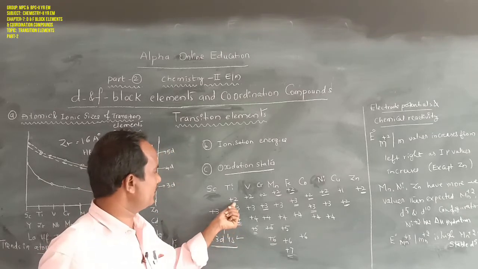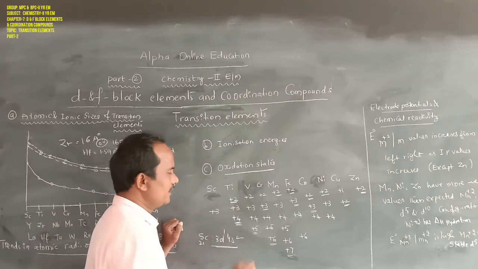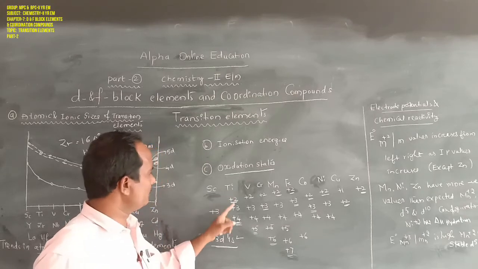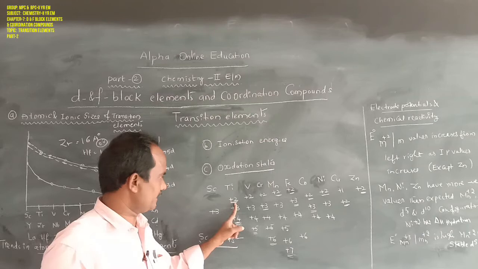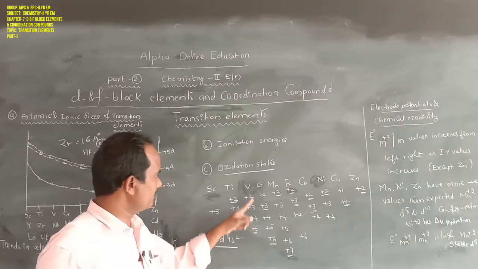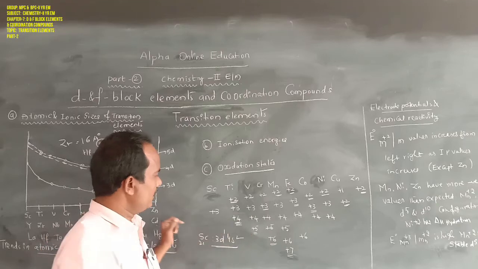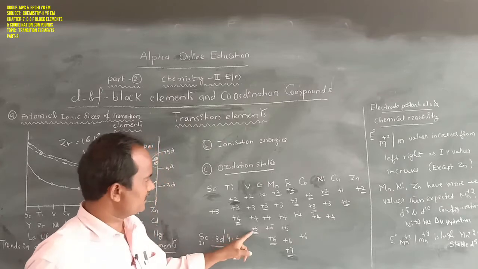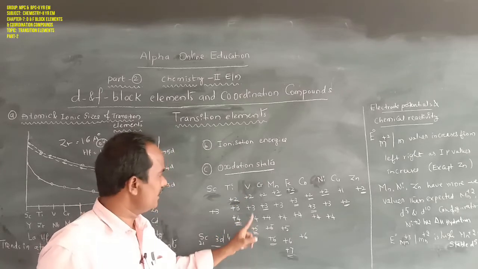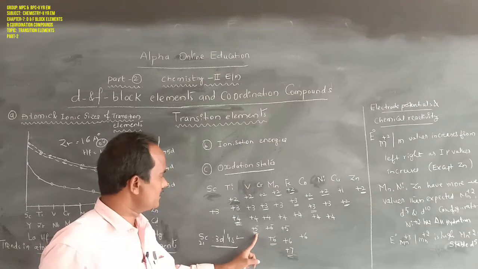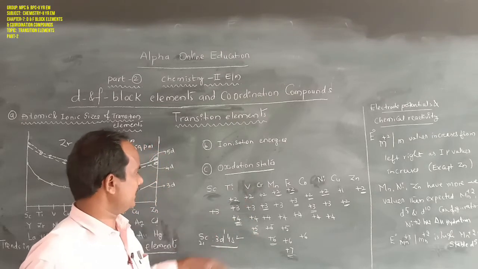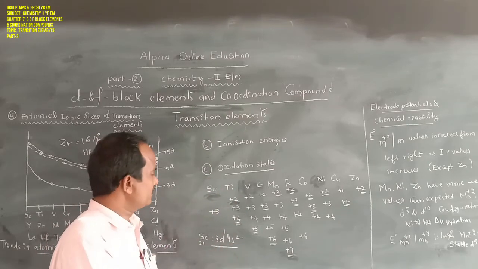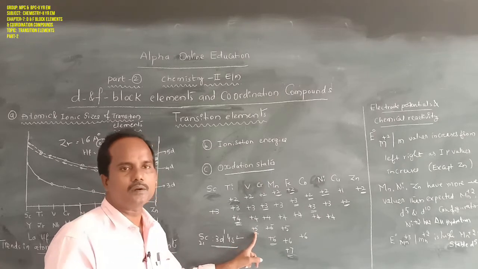Next, the +2 state, at this stage it acts as a reducing agent. Titanium in the +2 oxidation state is reducing in character. Next, vanadium shows +2, +3, +4 and +5. This +5 is the very common oxidation state of vanadium. When it exhibits +5, the d electrons and s electrons are both involved in chemical reactions, so the +5 oxidation state is possible.